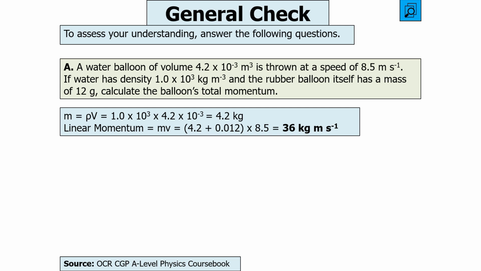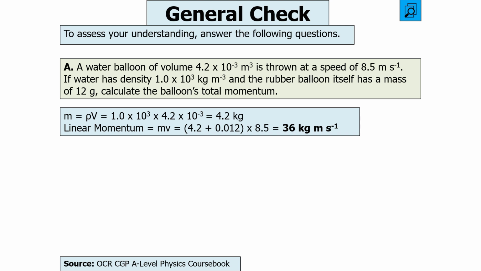Mass is equal to density times volume. So it's 1 times 10 to the 3 times 4.2 times 10 to the minus 3, which is 4.2 kilograms. Linear momentum is mass times velocity: 4.2 plus 0.012 kilograms, converting the 12 grams into kilograms, times 8.5, which is 36 kg m/s.